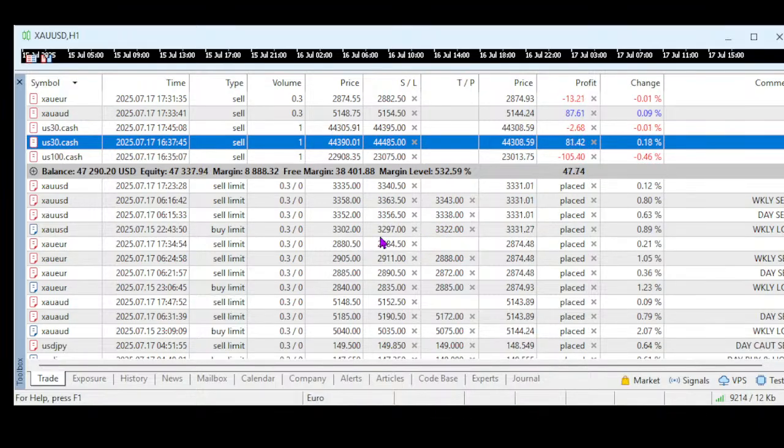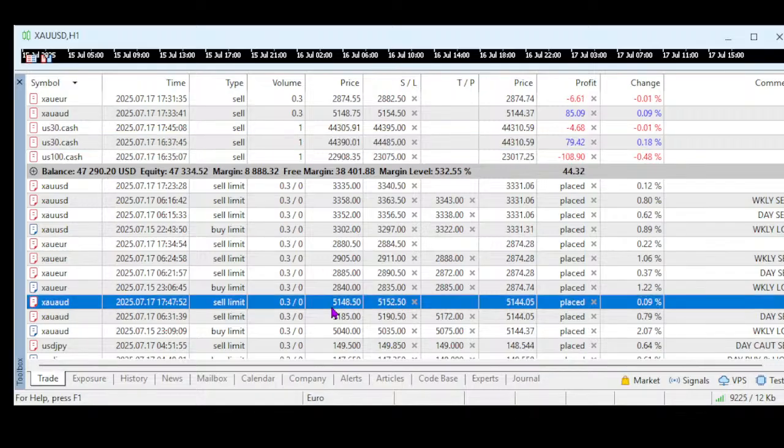So I'll be entering, this is going to be my add-on entry. I have not given any TP. After the market starts to turn, then I'll give the TP.